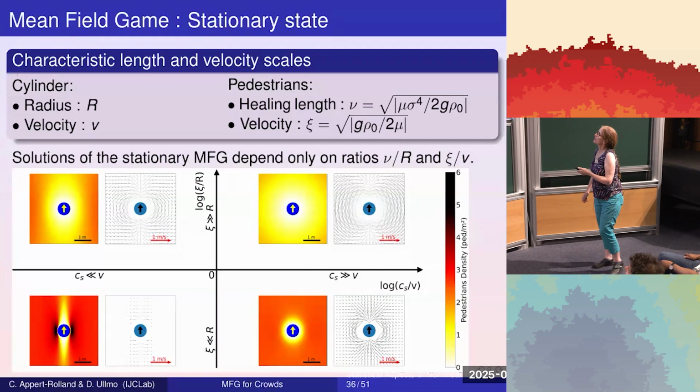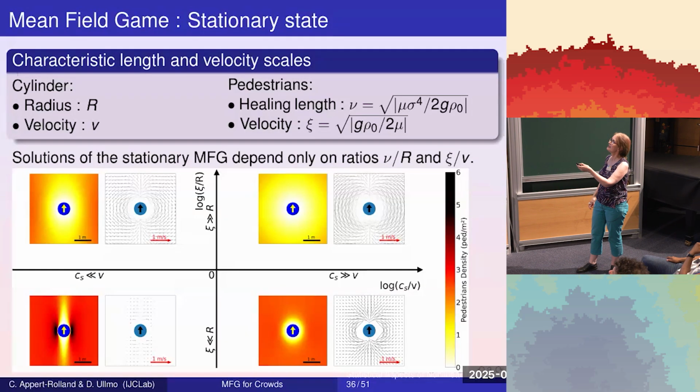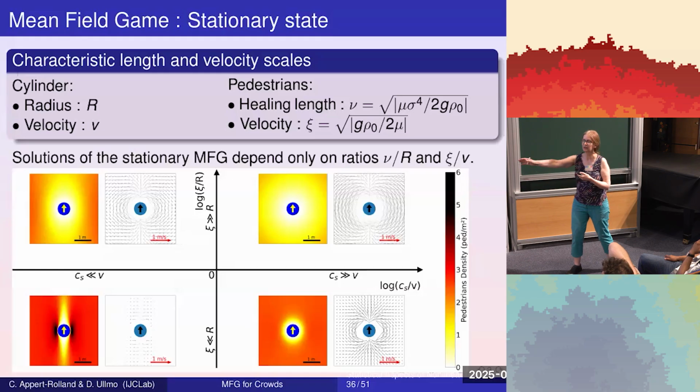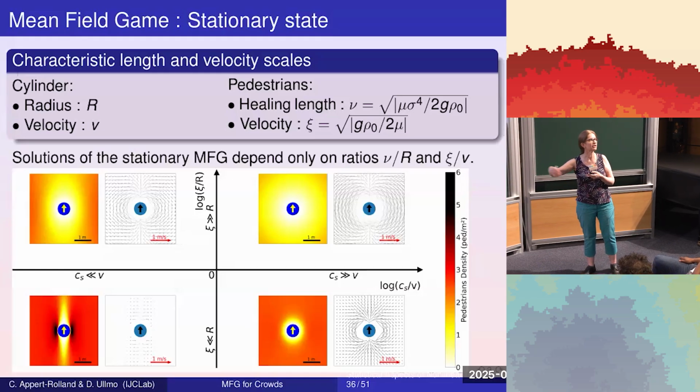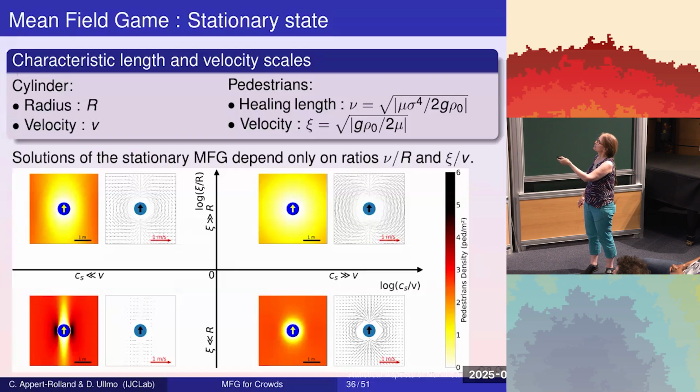So you can define some characteristic length and velocity. Some are linked to the cylinder, the radius of the cylinder and its speed. And for the pedestrians, the healing length is how far you will feel the perturbation of an obstacle, for example. And you can also define a typical velocity. So this allows to define adimensionalized ratios and to explore the phase space more efficiently.